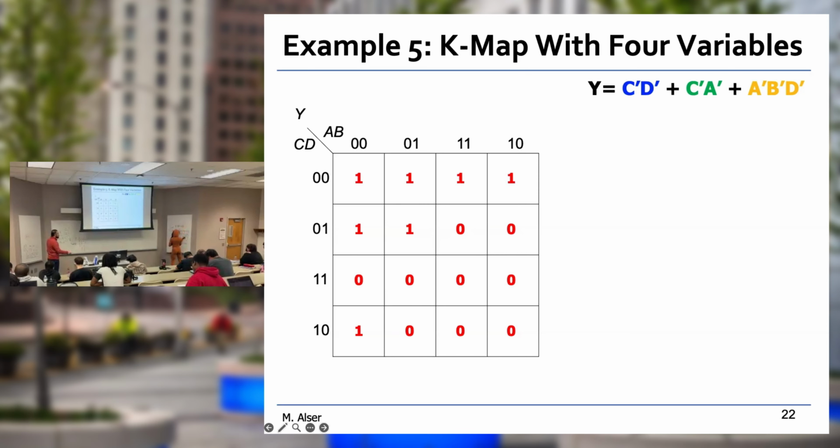Can we group it alone? Of course. We have a group of size 1. But can we do 2? Where? This one is next either to this side or next to this side. This one is not 1, so this is 1, so we can group this with that.